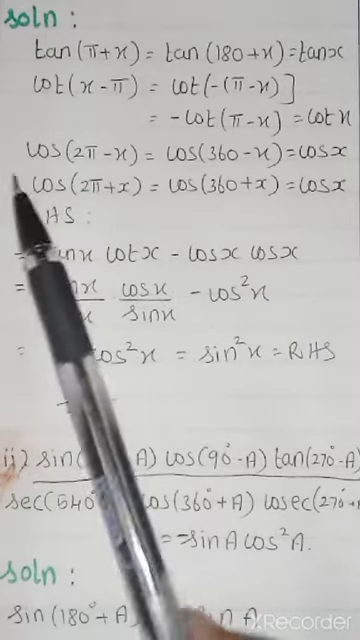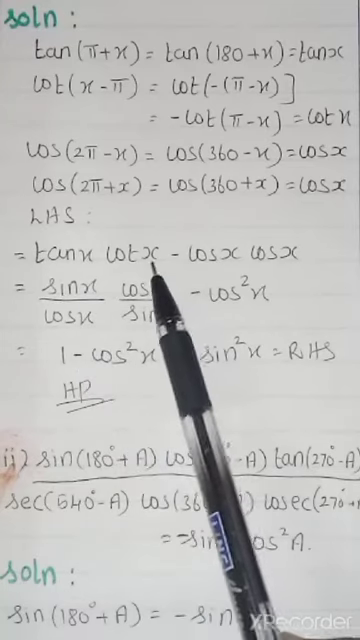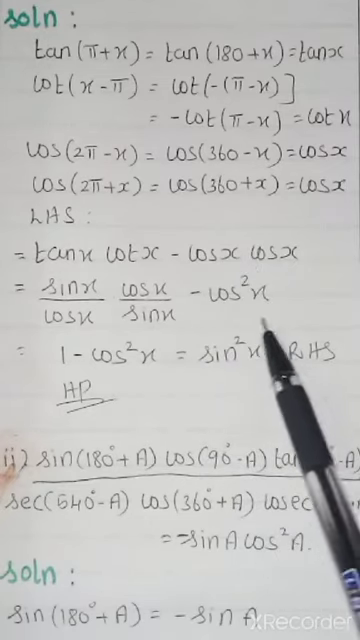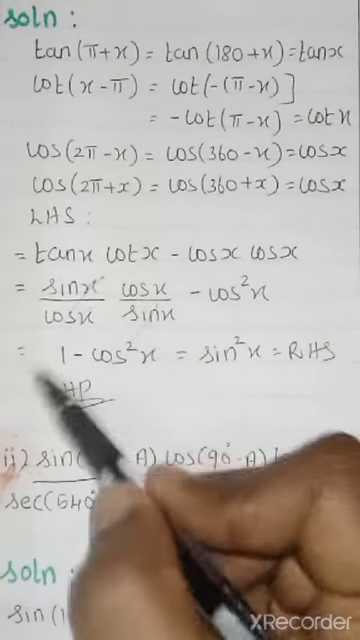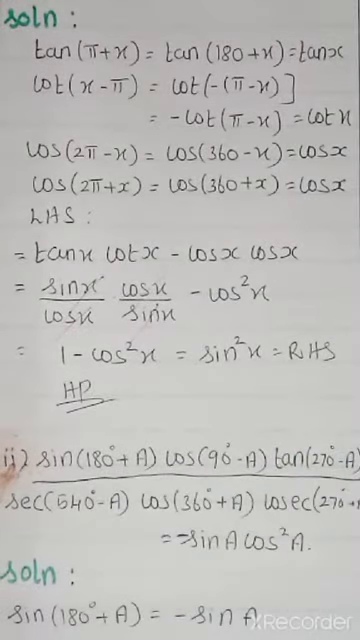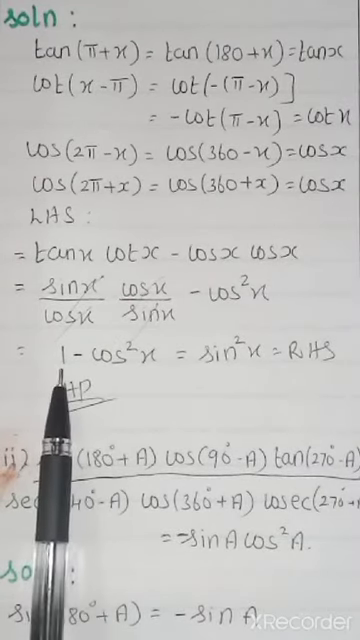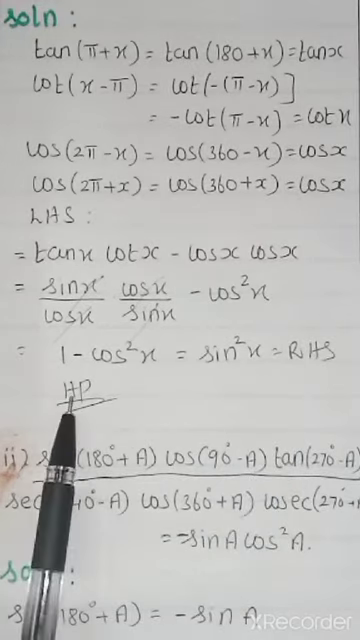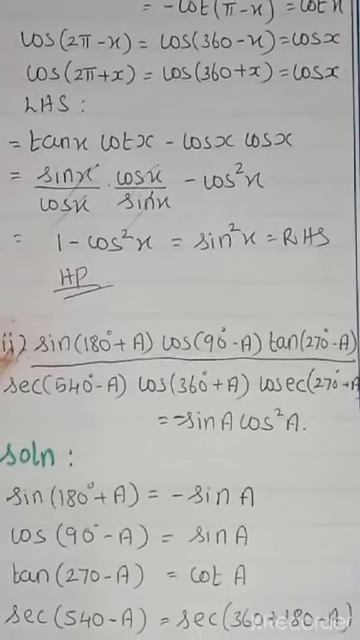Correct? Now, tan can be written in terms of sin by cos. Cot can be written as cos by sin. Minus cos into cos is cos square. Correct? Sin will get cancelled. Cos will get cancelled. So 1 will be remaining. 1 minus cos square. And this is a formula. 1 minus cos square x is sin square x using your identity. Okay, that is your right hand side. Hence, it is proved. Is that clear? Now, second subdivision.